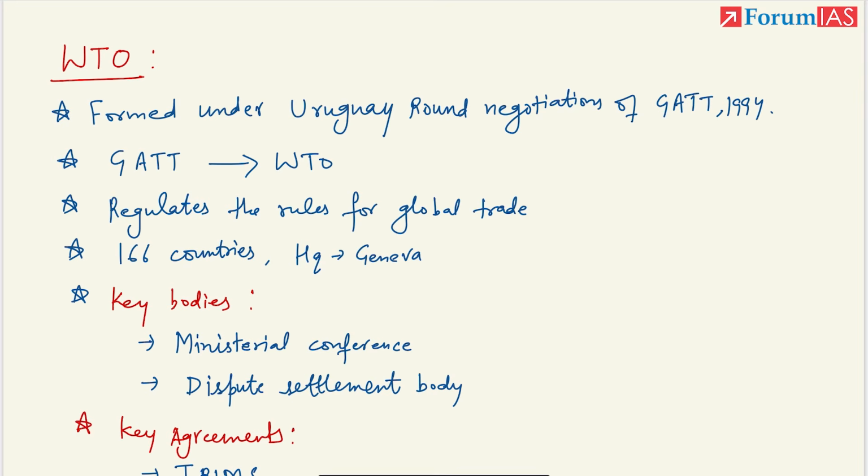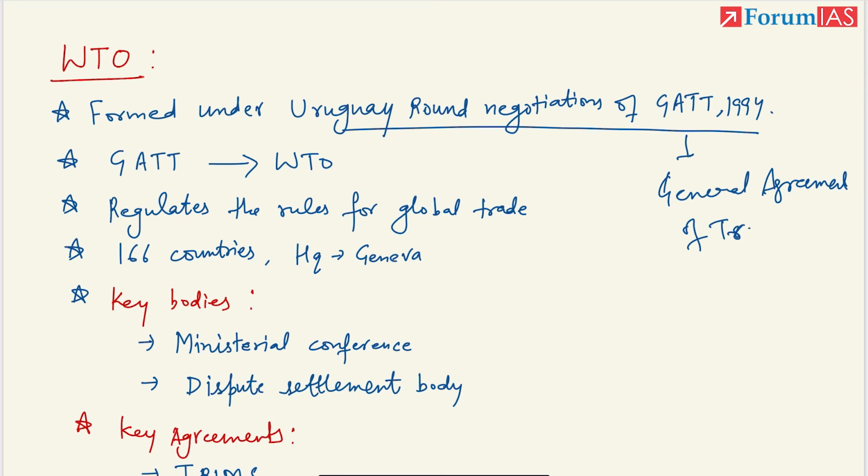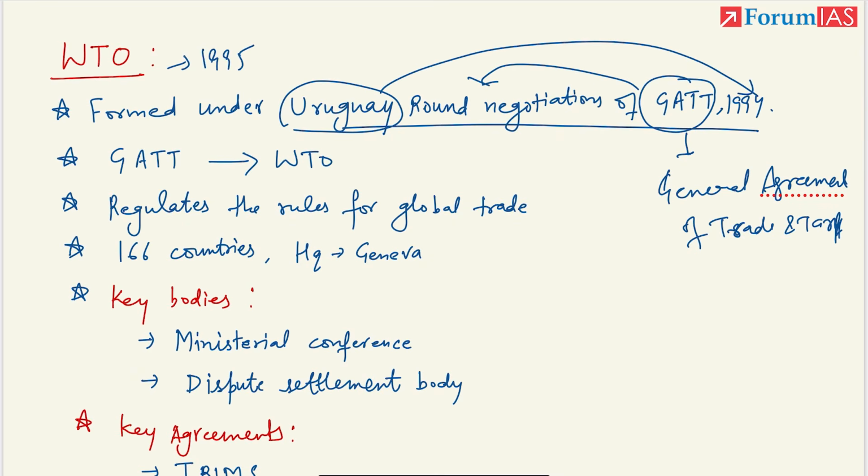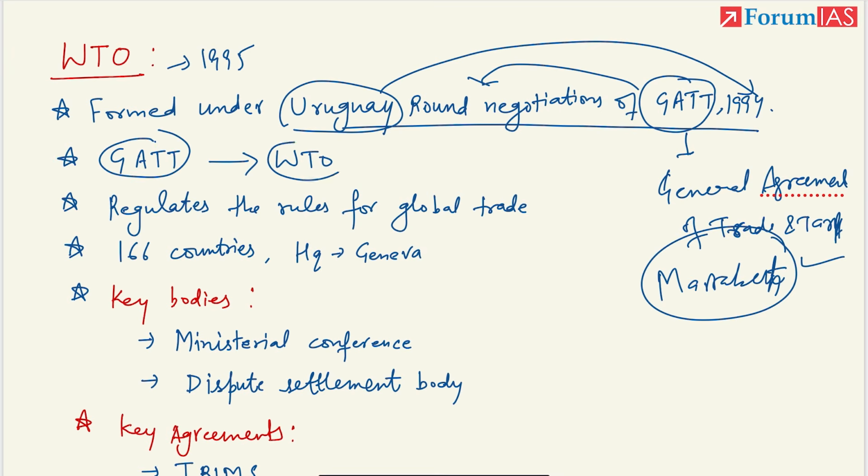WTO was formed under Uruguay round negotiation of GATT. What is this? This is General Agreement on Trade and Tariff. See, this was the agreement, and on such agreements, the various rounds of negotiations happened. In the Uruguay round in 1994, WTO was formed. It came into being in 1995. That agreement was called Marrakesh. So, what was earlier GATT now become WTO.